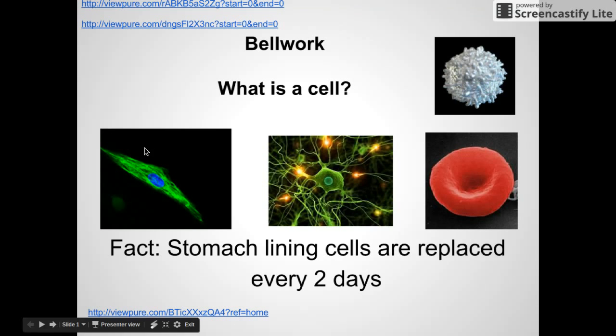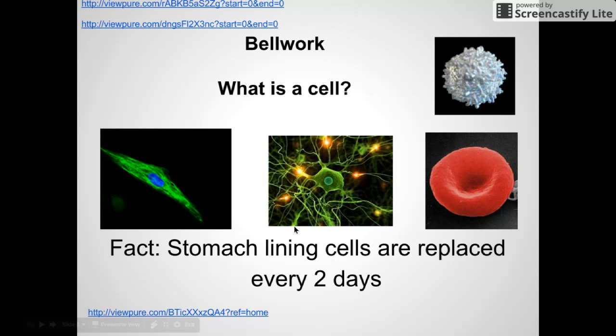Over here on the left, we have a muscle cell. These are designed to contract and then relax to allow your body to move. And then we have this very odd shaped cell here in the middle. This is a neuron. These cells make up your brain and most of your spinal cord.